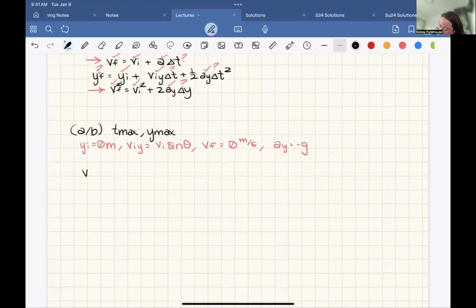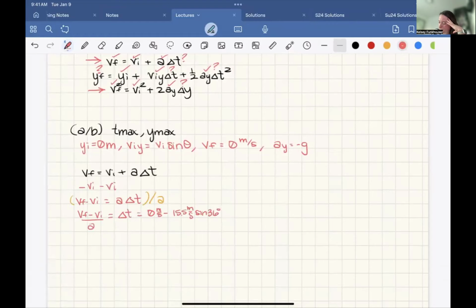So let's start with time, because that was what they asked for first anyway. V final equals v initial plus a delta t. Let's solve for the time. So subtract the initial on both sides. Okay, so v final minus v initial equals a delta t, and then we just divide the acceleration on both sides to get the time interval by itself. V final minus v initial over acceleration equals delta t. And so v final, as we said, is 0. So 0 meters per second minus 15.5 meters per second sine of 36 degrees, divided by negative 9.8 meters per second squared. So that's going to make our negative signs cancel, which is good because time is not negative.